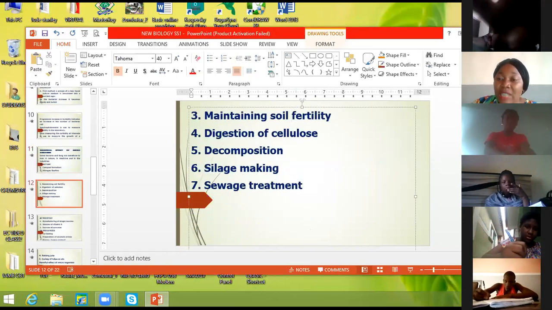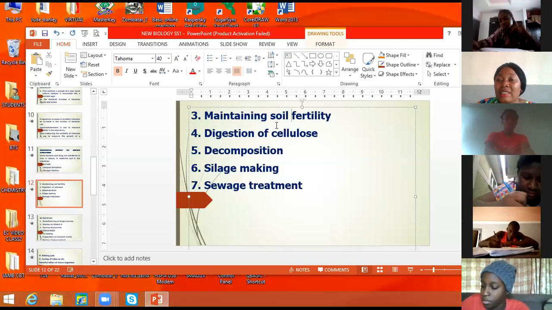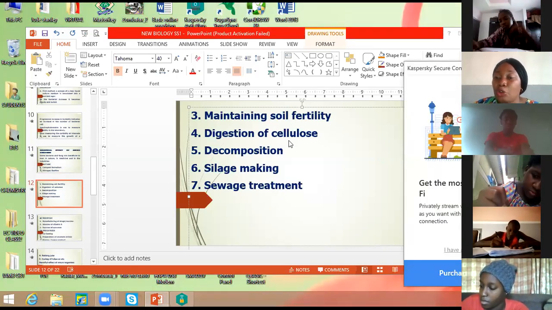I've talked about that just now. Number 3, most fungi, as they decompose refuse and other organisms in the soil, do that to form compost. Compost means manure, and thereby increases soil fertility. Now, number 4 here is digestion of cellulose. Many bacteria are in the gut of ruminants. Gut means the alimentary canal of ruminants, animals that are ruminants. So they help to digest cellulose.